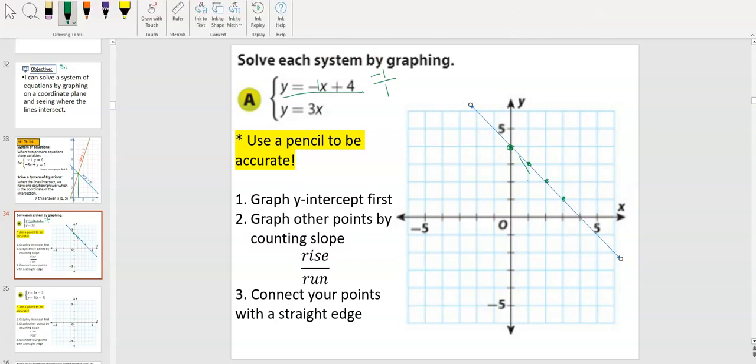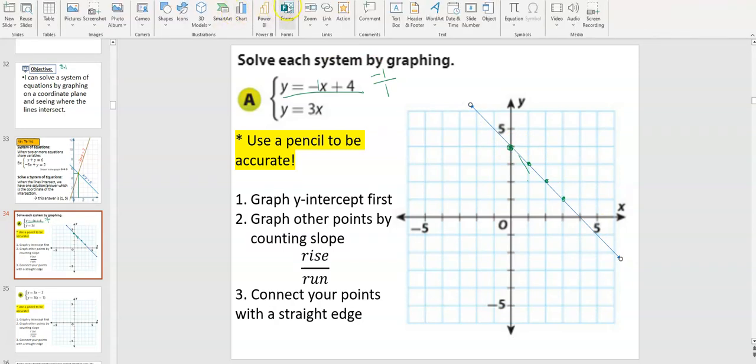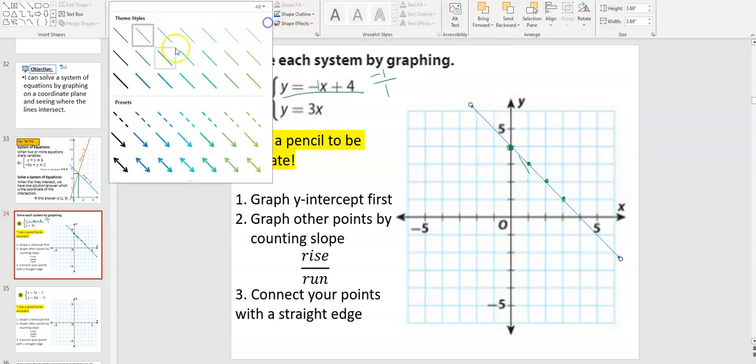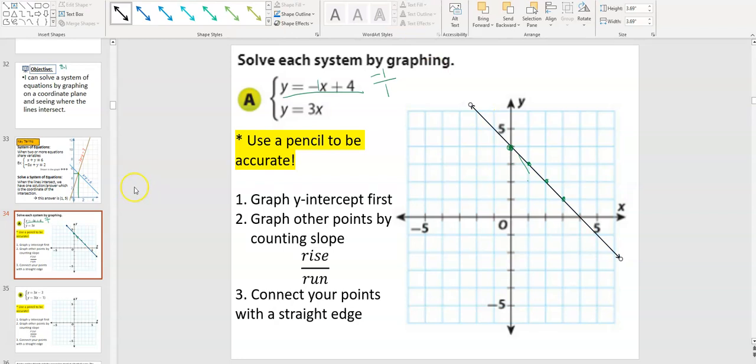Okay, let's see, where's my shape? Oh, here. All right, so I want to make sure that that's easy for you to see. There it is. Okay, that is my first line being graphed.